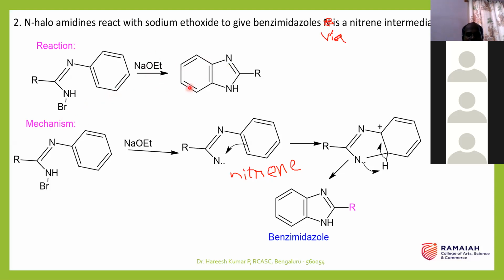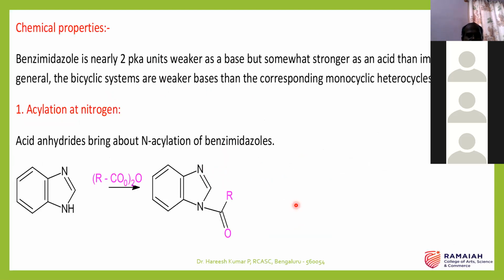And the product is this. And this product is formed via a nitrene intermediate. Nitrene intermediate means there will be a 2 electron species in addition to the lone pair. That is the nitrene. So this reacts, giving rise to benzimidazole. So with this, I will go to the next slide.